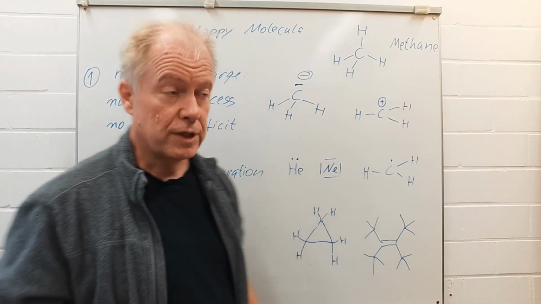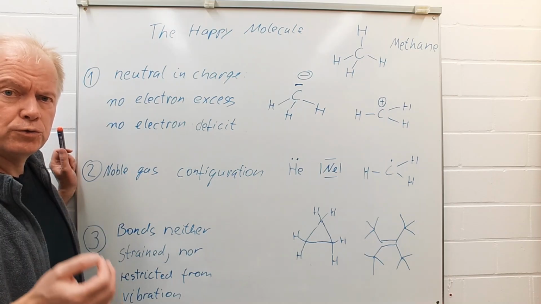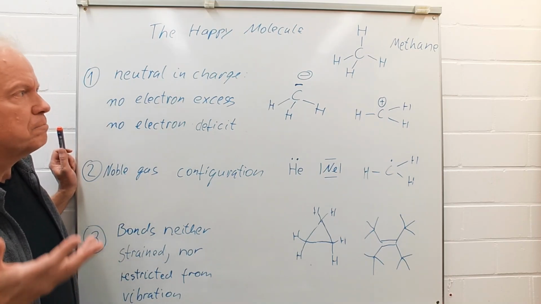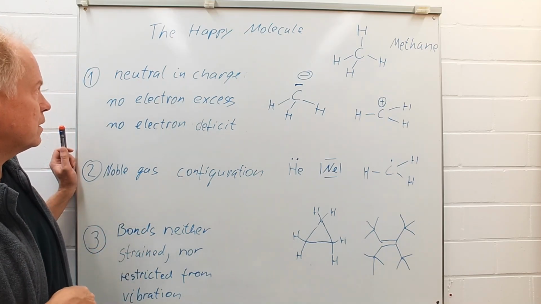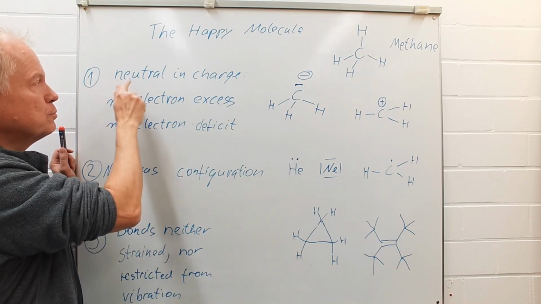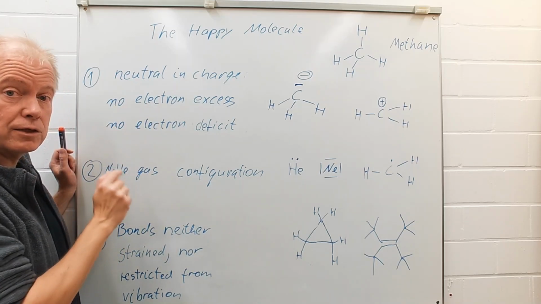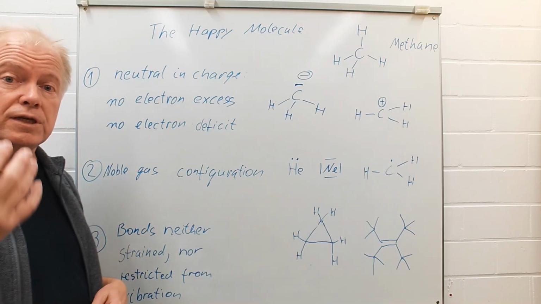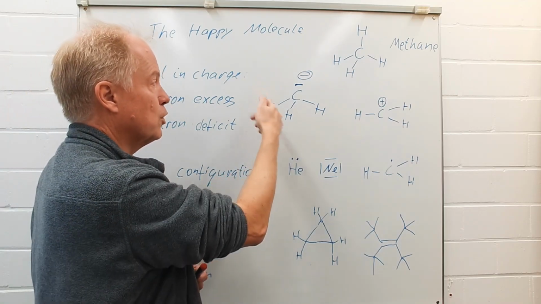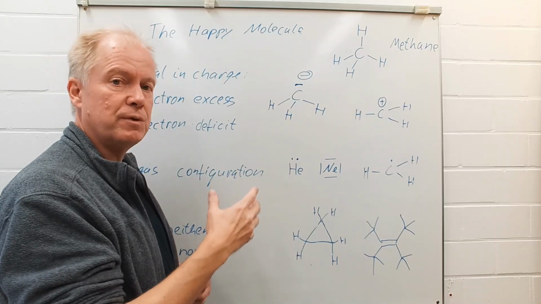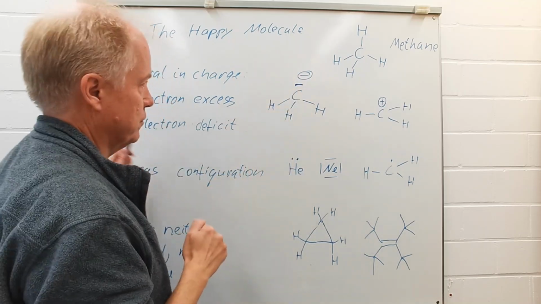Our subject of today is the happy molecule. So what does a molecule need to be happy, meaning being rather unreactive, being satisfied? So first of all, it should be neutral in charge. It means no electron excess and no electron deficit. If we count the numbers of protons in the atomic nuclei, then it should be the same as the sum of all electrons.